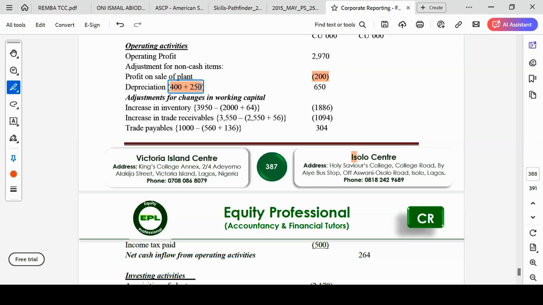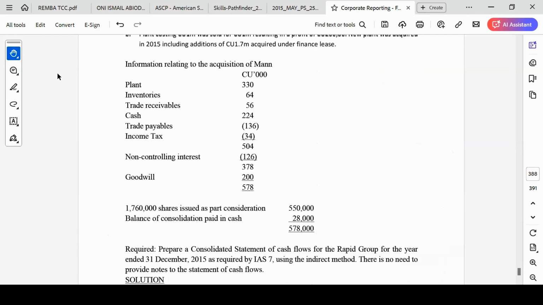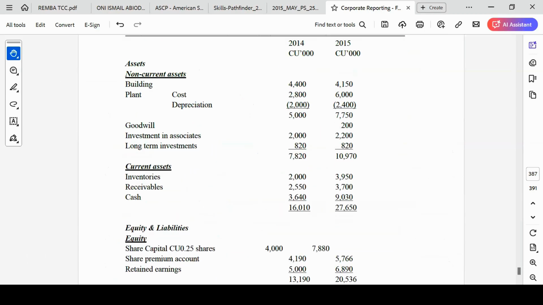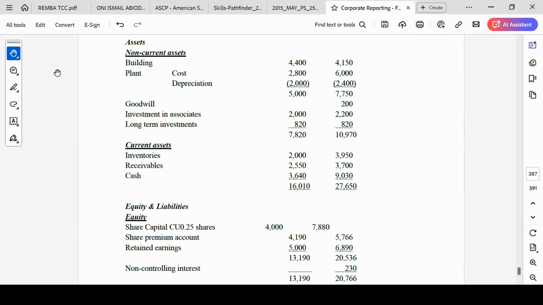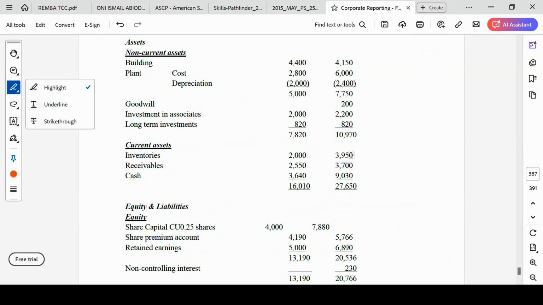All right. Now, increase in inventory. How did we get increase in inventory should be the question. Now, if you go and check your SOFP, the inventory there, the increase should have just been between this 3,950 minus 2,000. But we are going to add that asset at acquisition that you were shown here.